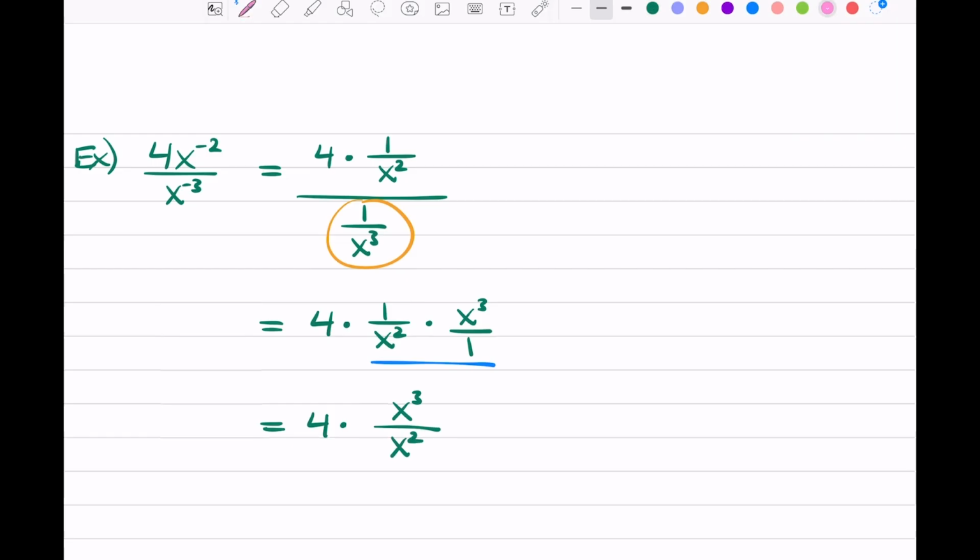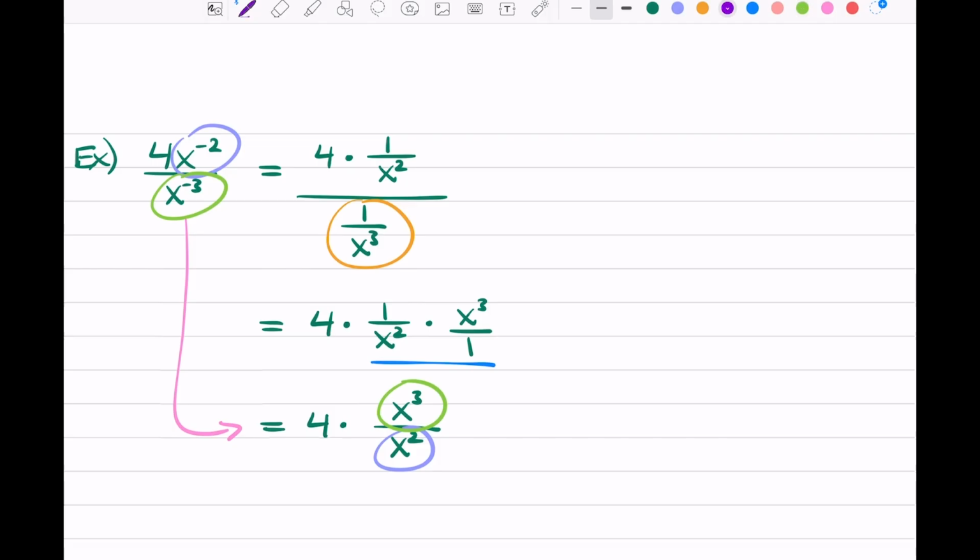So this is where we see our shortcut. If you're multiplying by x to the negative 2 on top, it's going to find its way on the bottom and become positive. Similarly, if you have x to the negative 3rd on the bottom, it's going to find its way to the top and become positive.